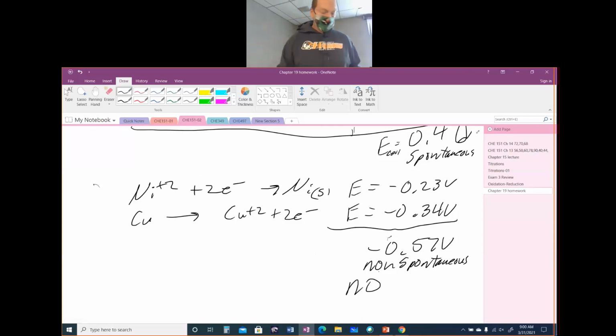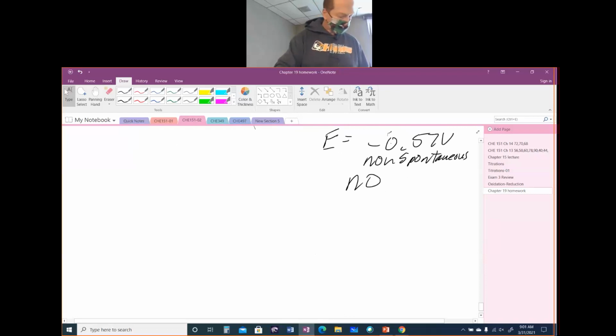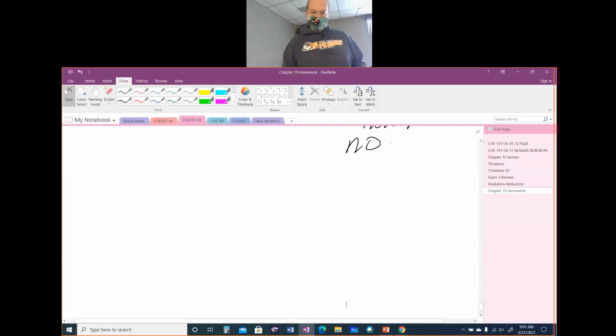If you looked at the opposite reaction, and it just changed and said, will nickel reduce copper plus 2 to metallic copper, you got to reverse both of those reactions. You get a positive 0.57 volts. Yes, that would occur. So again, if you reverse the reaction, the cell reaction, you reverse the sign of your voltage. All right, so you're just looking at your voltage. If your voltage is positive, it is spontaneous, and yes, that reaction will occur. If it is negative, it is non-spontaneous, and no, that reaction would not occur. All right, 1970.